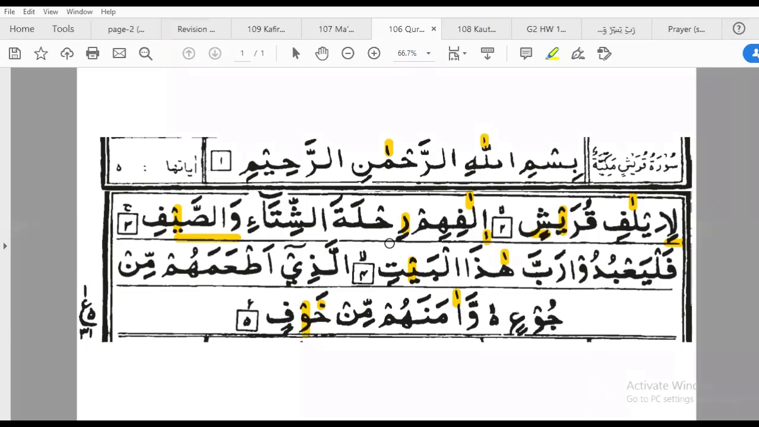Excellent. That was much, much better. Well done. Excellent. Okay. So everybody just make sure that when you're reading this, it's a common mistake that is easy to make, but we must remember that ra has a kasra, so it's rihlat ash-shita was-sayf. Okay. So we just need to be careful of that. Let's carry on.